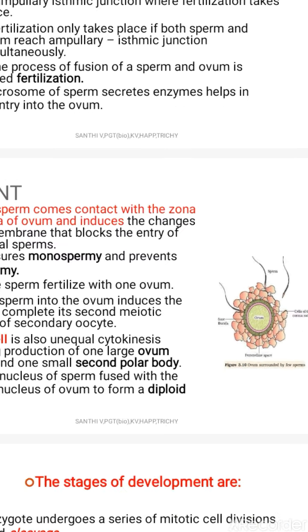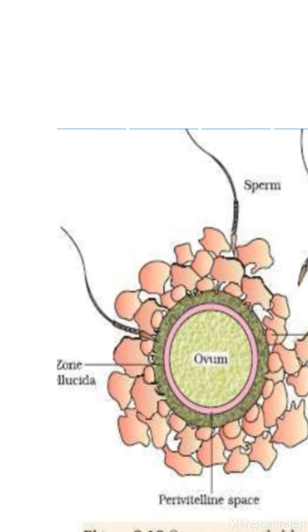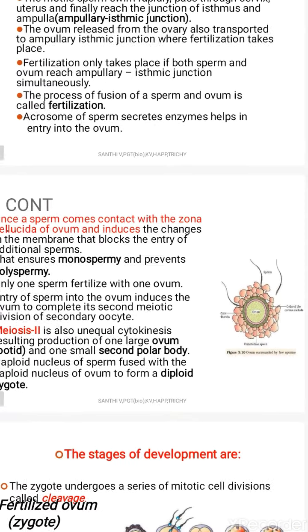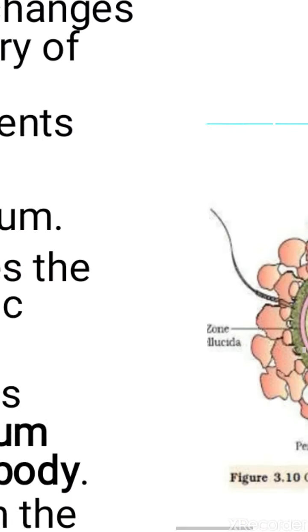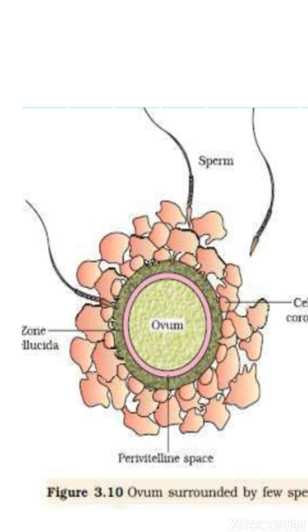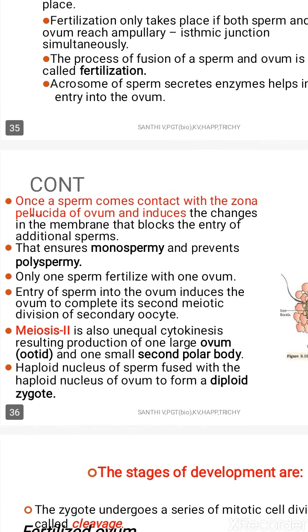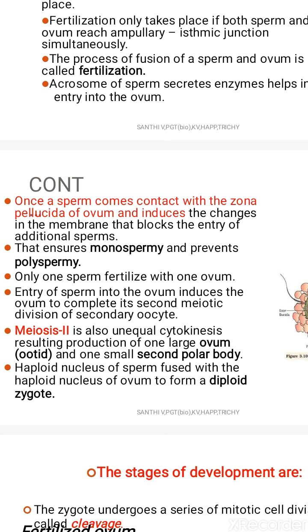So once you see here, when one sperm is in contact with the ovum, when it is in contact with the layer, the zona pellucida, then automatically it won't allow the entry of additional sperms. It blocks the entry of additional sperms. It ensures monospermy and it prevents polyspermy. Only one sperm can enter inside and it can fertilize the ovum.